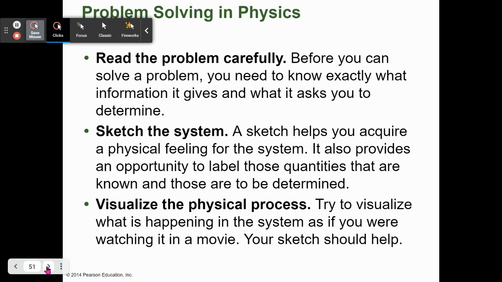Visualize the process is kind of the same thing as sketching, but you want to think about the problem and what's going on and visualize it like a movie reel going on in your head. What's happening? All of those things require you to think. You can't just read. You've got to be actively thinking about that problem. You can't be multitasking a whole lot. Okay, so everybody got those three? Read, sketch, visualize.